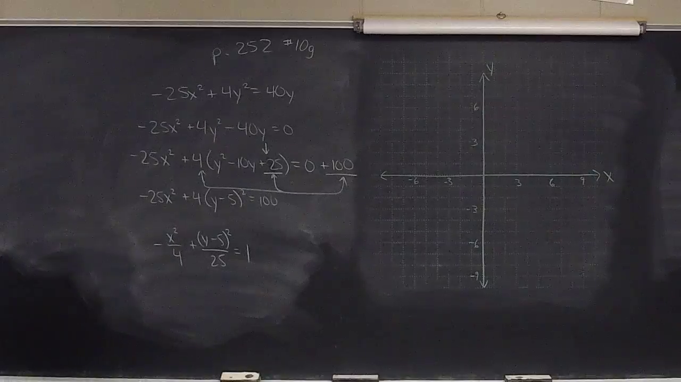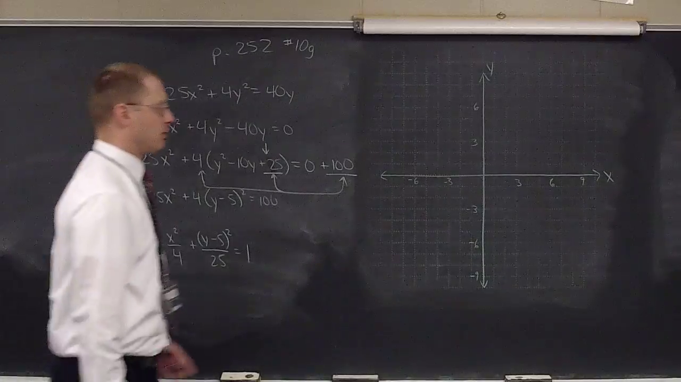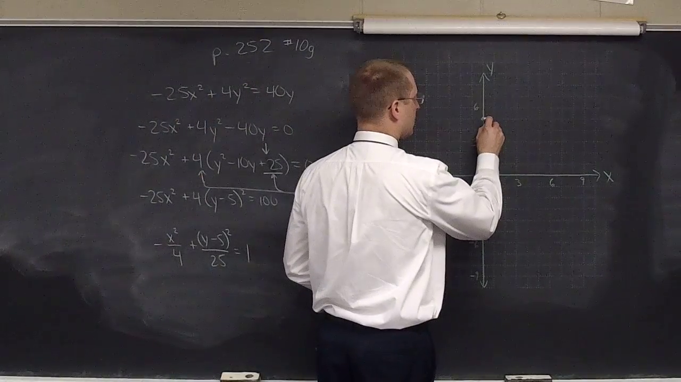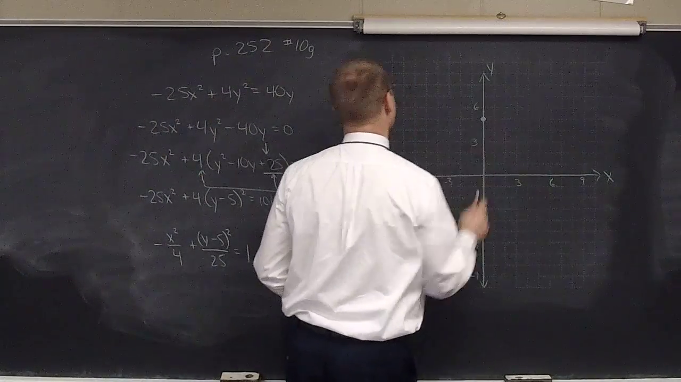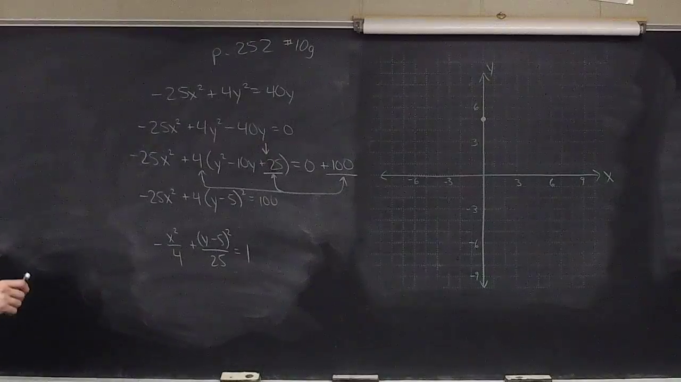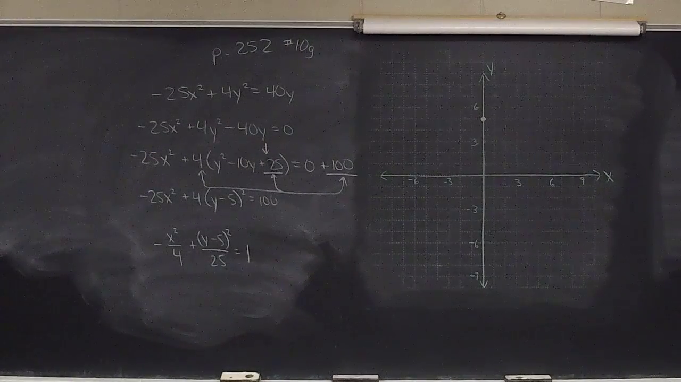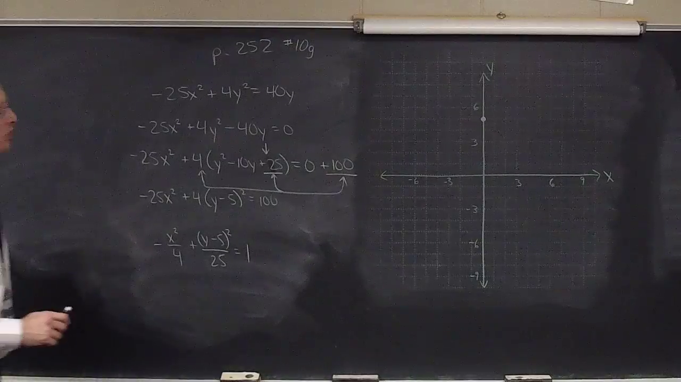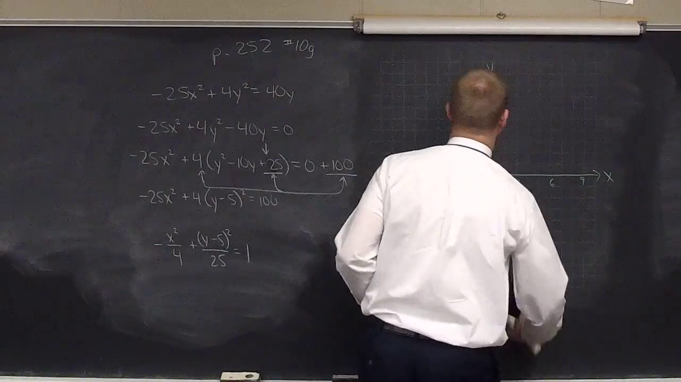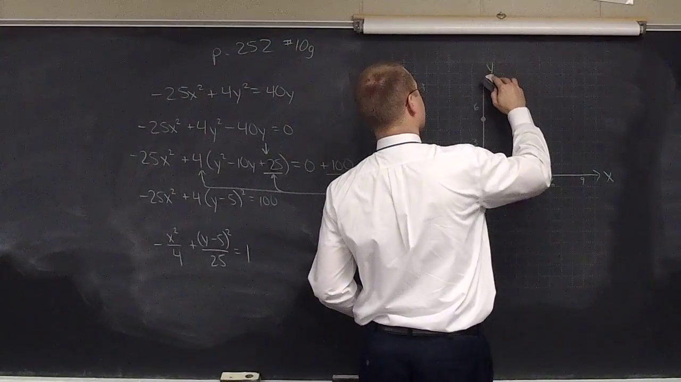So Jamie, where should the origin of my hyperbola be? It should be at 0, 5. Which axis has the transverse axis? Y. And how big is each side of the transverse axis? 5. Ooh. So, a little bit more room than I was giving myself here.